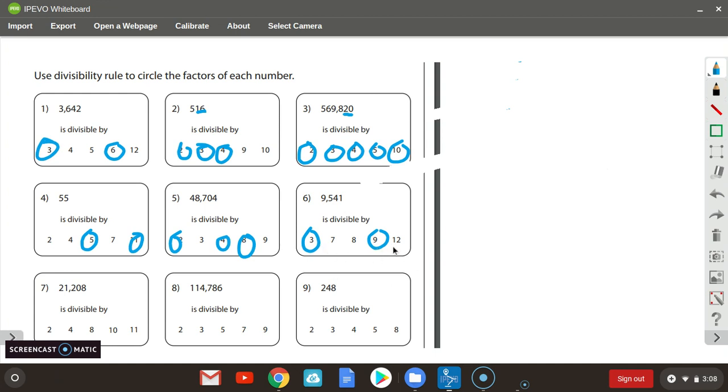And then I'm going to take a look at 12. So if you recall the rule for 12, it has to be divisible by both 3 and 4. So I'm going to look at the last 2 digits. It's 41. 41 is not divisible by 4, so it's not divisible by 12.